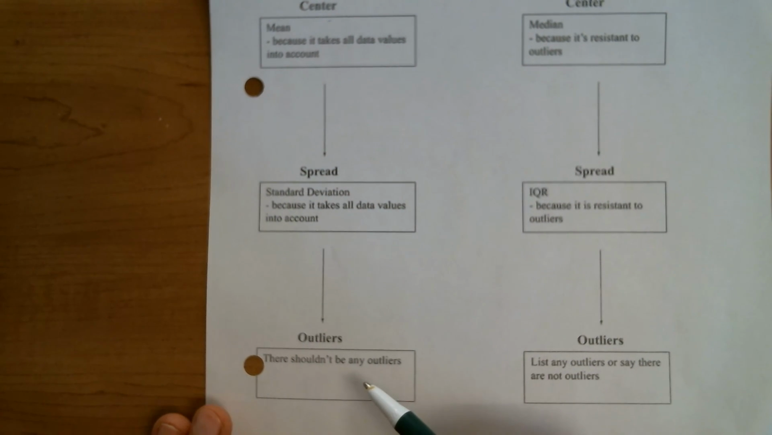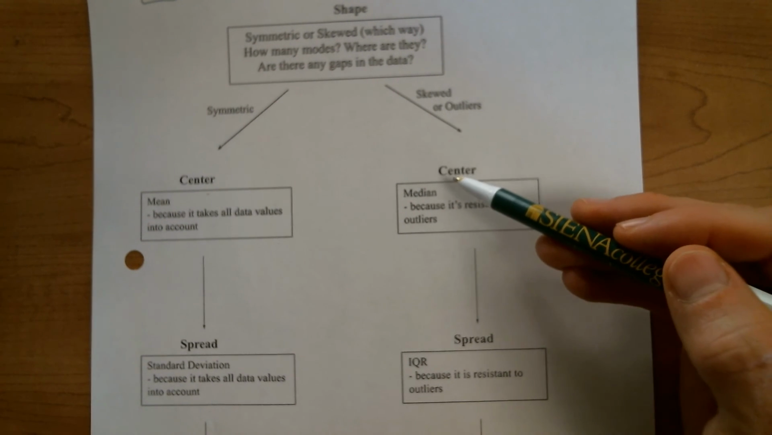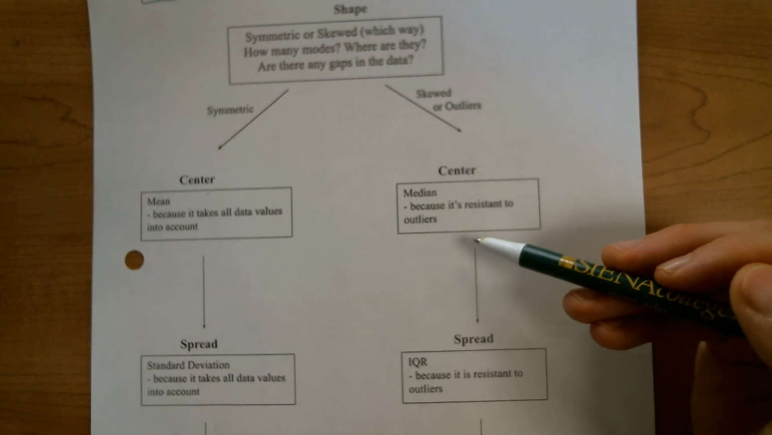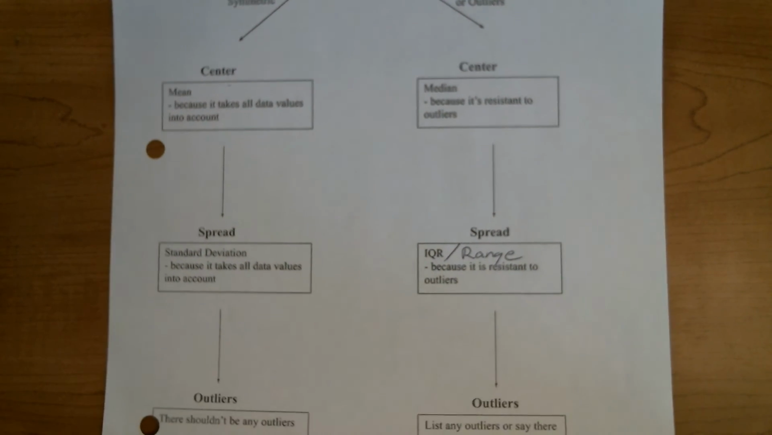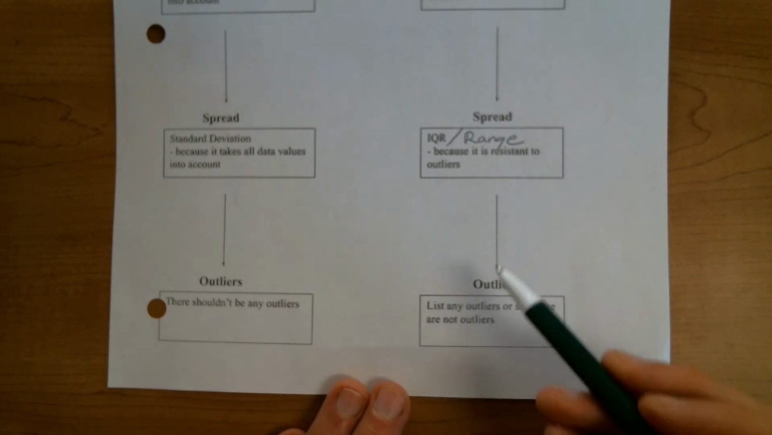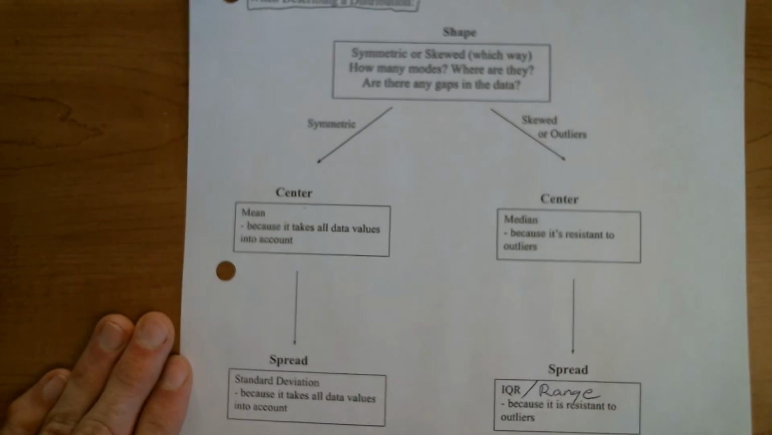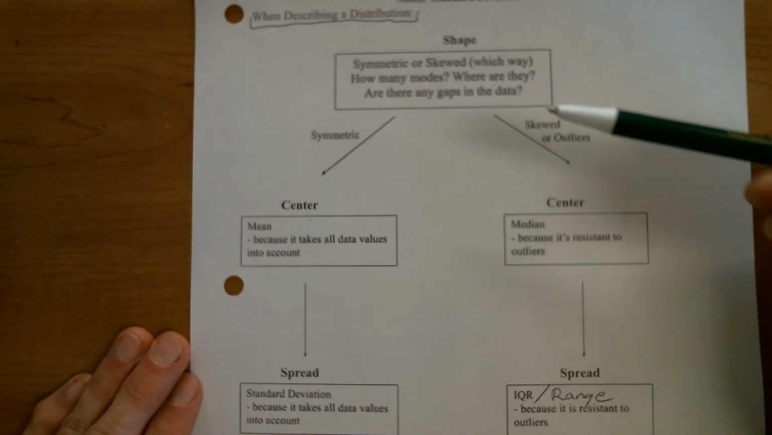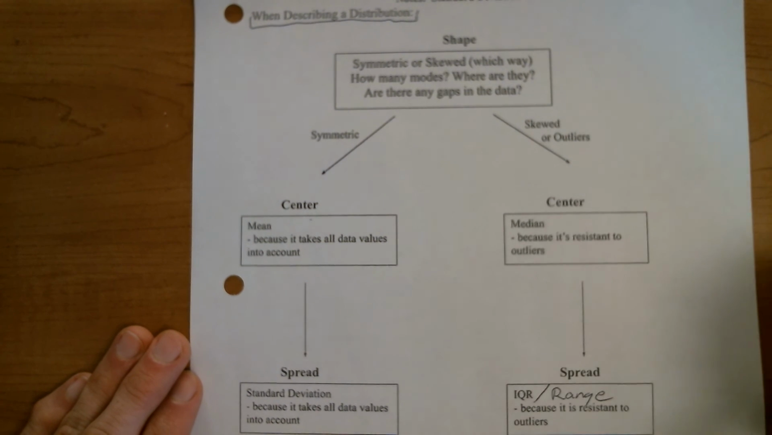So you shouldn't have any outliers in a symmetric distribution. All right, on the other side, if it's skewed or there are outliers, you're going to use the median as your measure of center because it's resistant to outliers. For spread, you're going to use the IQR and the range because those are resistant to outliers. And then you should list any outliers or specify that there are no outliers and give that detail. So this is just a useful flow chart to organize your thoughts, because there will be questions where I ask you to describe distributions, and you have to recognize that based on the shape of the distribution, you're giving me different answers to these questions based on what's most relevant.